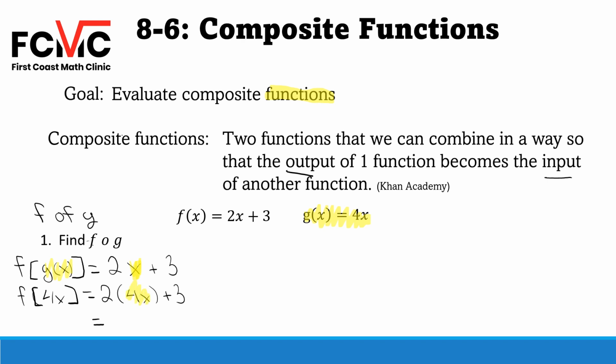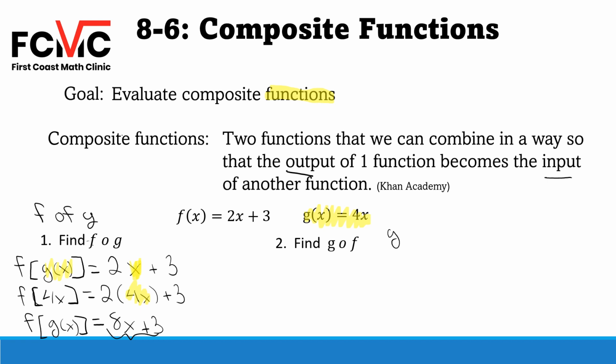Now we've got 2 times 4x, which is 8x, plus 3. We can't do anything else at this step, 8x plus 3. We can't add those. So our function, I'm going to put the g of x back here, f of g of x is 8x plus 3. Well, we could also go in the opposite direction.